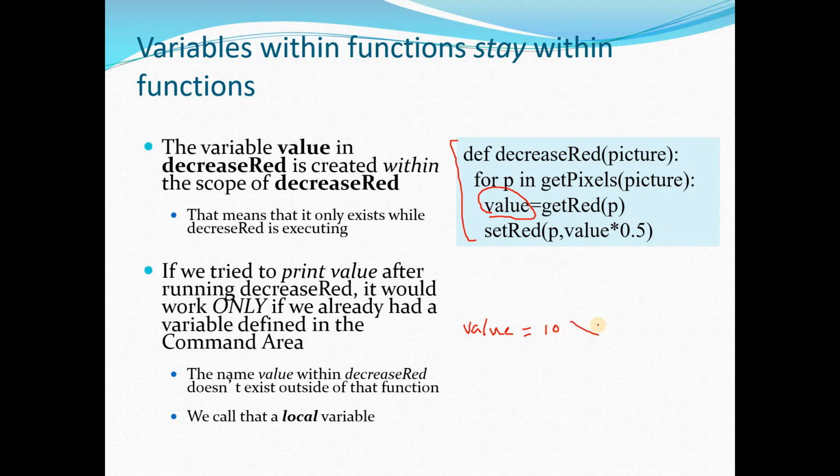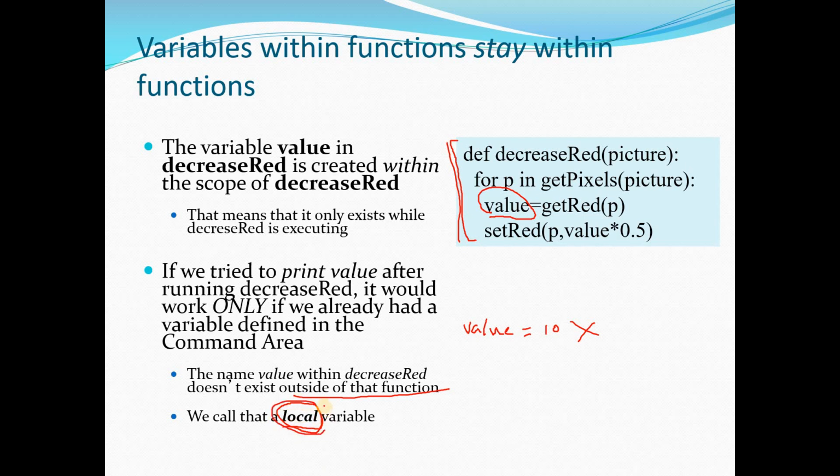Clear? It is an error. If you try to print the value after running the decrease red, it will work only if we already had a variable defined in the command area. If you try to read value over here outside the function, it can only work if there is another variable named value outside that area. So the name value within the decrease red does not exist outside of that function. Very important. It does not exist outside this area. That's why we call them local variables.